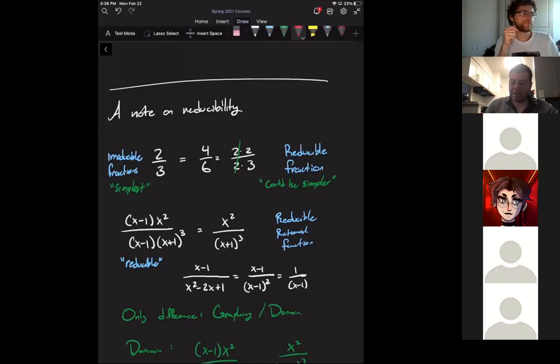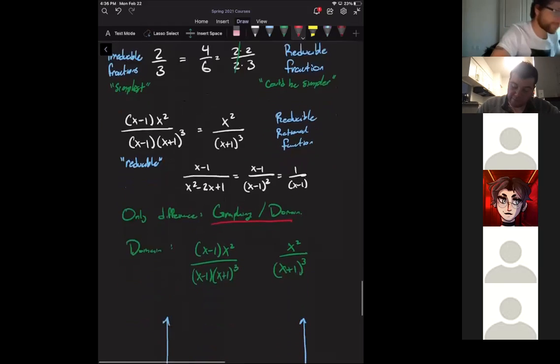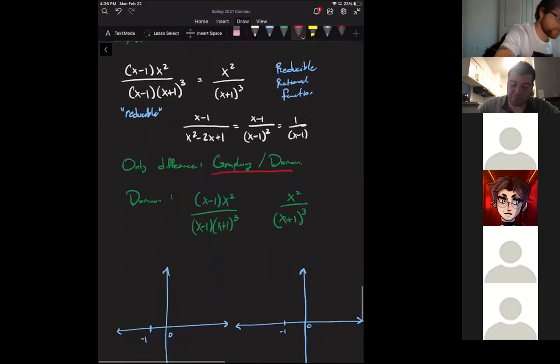We have one difference with ours, or maybe 2 differences, and that's going to be graphing and the domain. All right, so can someone give me a suggestion on how they think the domain of these 2 functions might be different? There's one difference. Does someone have a thought on what it could be?